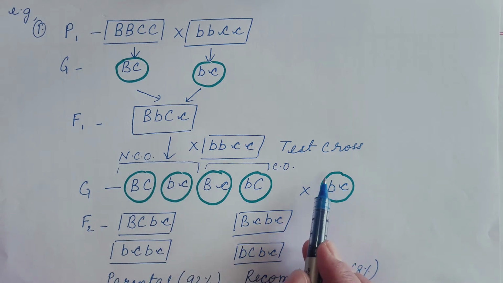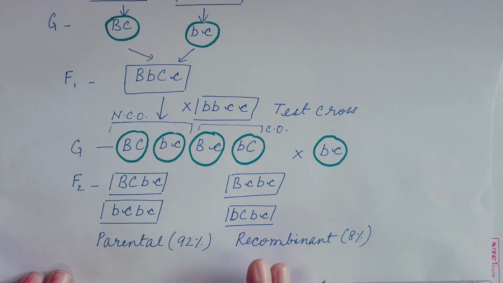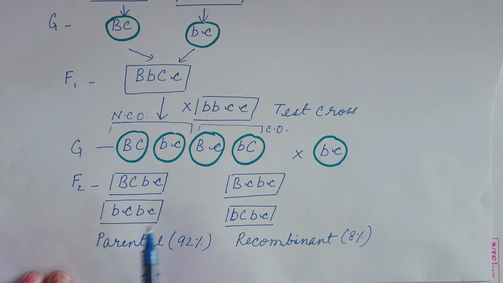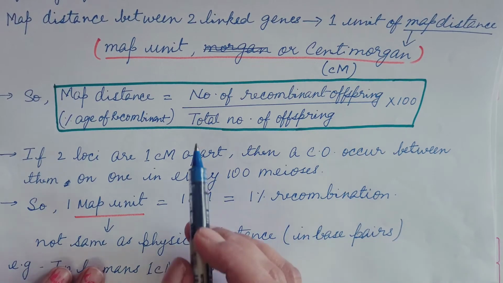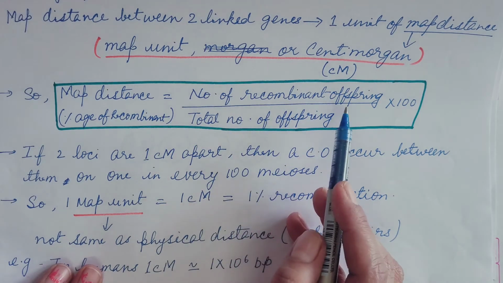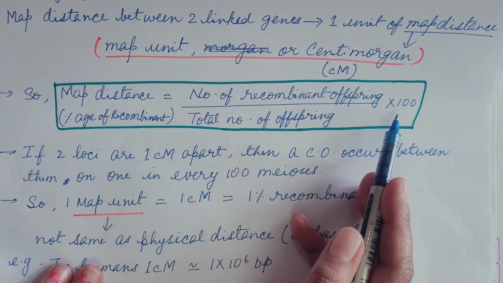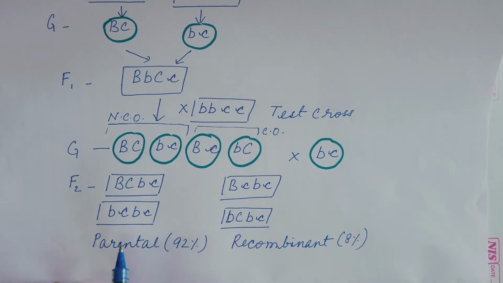The homozygous recessive individual will produce one type of gamete. Then the fusion takes place and these 4 types of offspring are produced. Among them, these are the parental type, which is 92%, and these are the recombinant type, which is 8%. The percentage of recombinants can be calculated by this formula: number of recombinant offspring divided by total number of offspring, multiplied by 100. And once we get the percentage of recombinants, we can also obtain the percentage of parental offspring.